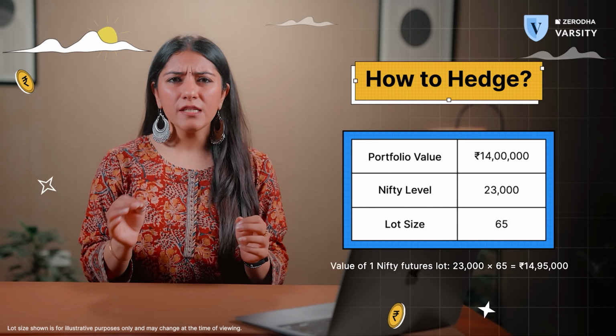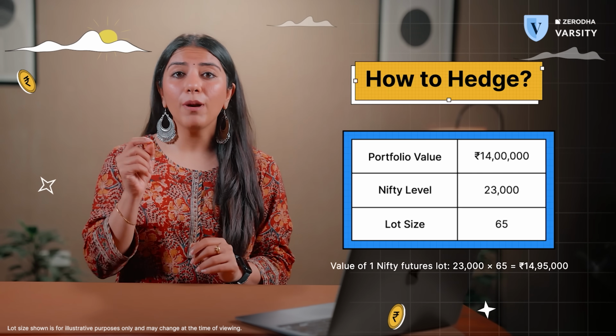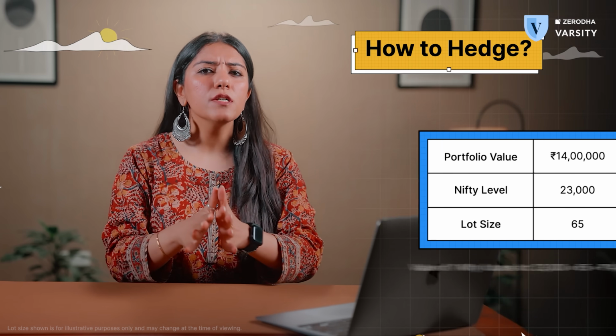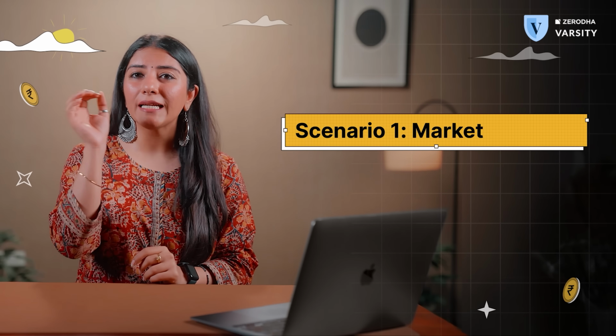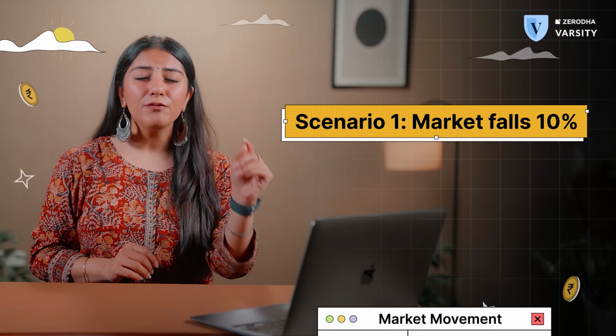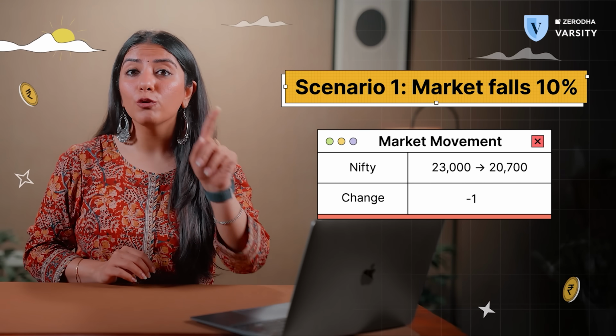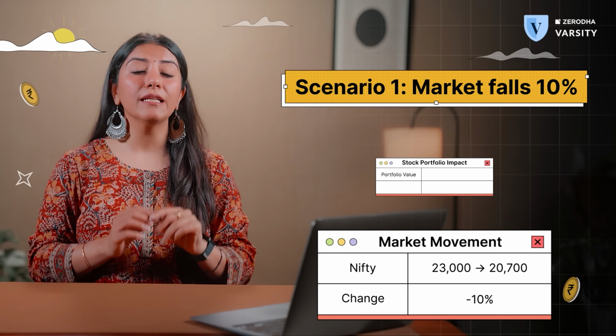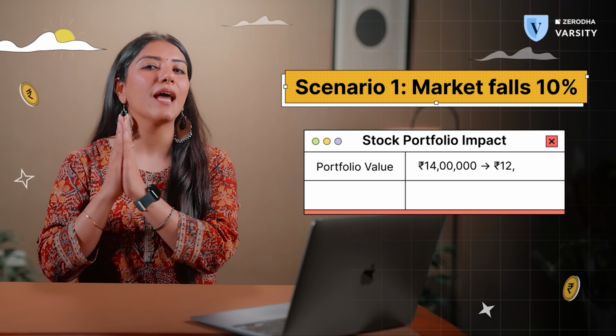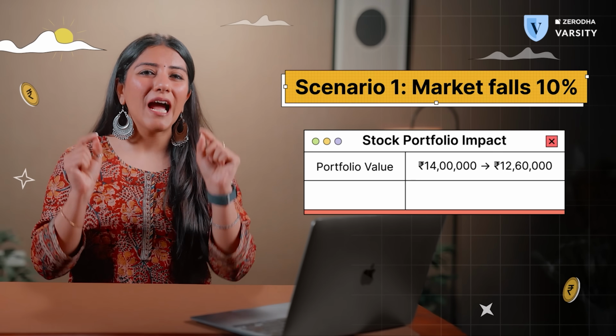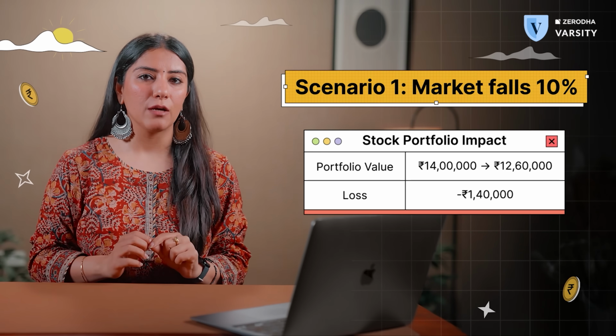Your portfolio is roughly close to one Nifty lot, but to keep the example simple, we assume the portfolio moves almost exactly like Nifty. So you decide to sell one Nifty future lot at 23,000 to hedge the portfolio. Now the first scenario is, what if the market actually falls by 10%? Nifty will fall from 23,000 to 20,700. If your portfolio falls roughly in line with the market, then your 14 lakhs will become 12 lakh 60,000, which means you will have to face a loss of 1 lakh 40,000 rupees.